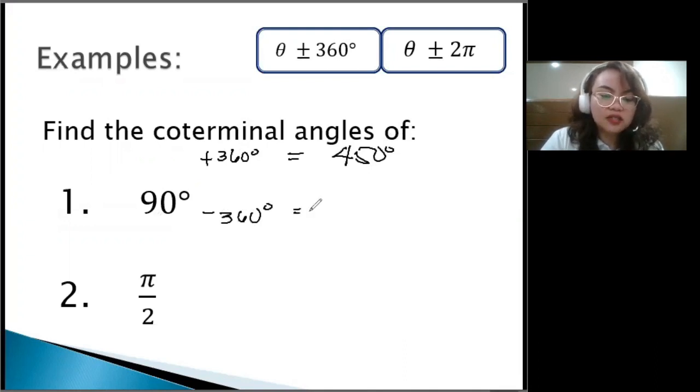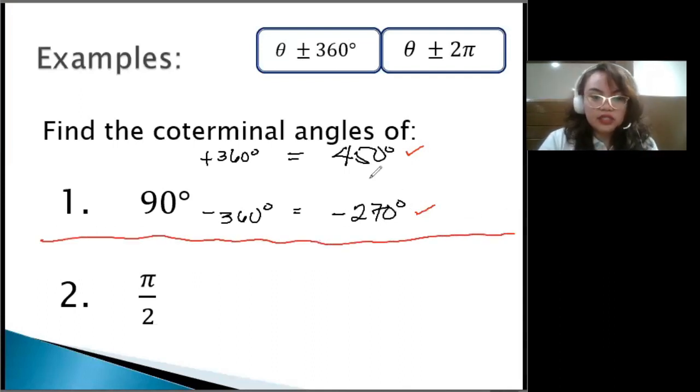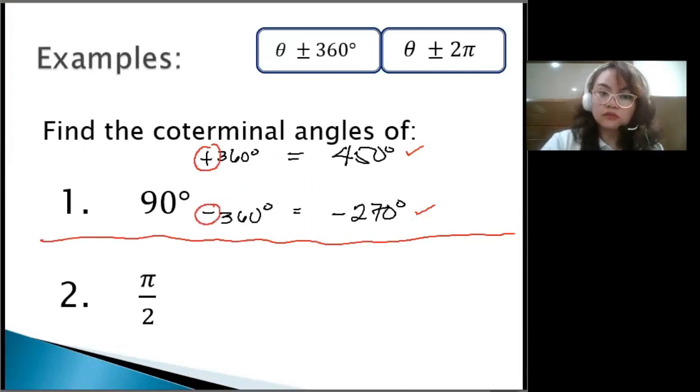Oh, another one. We subtract 360. This time we will get negative 270 degrees. Therefore, we have two answers. Yan. Kapag coterminal, laging dalawa ang sagot. One is by adding, the other one is by subtracting. Okay? Next. How about here?